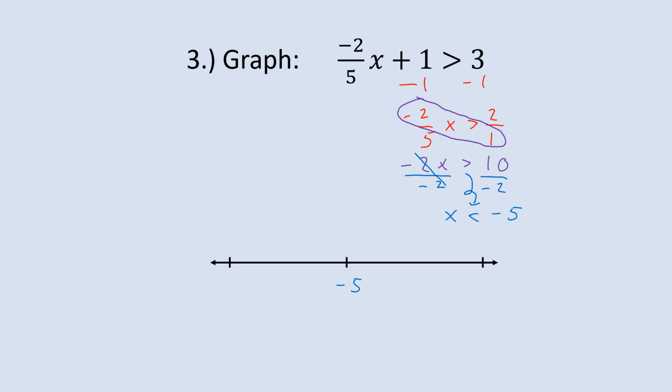So negative 5 is in the middle, the integer on the left is negative 6 since it's smaller, negative 4 on the right. We want an empty circle, and it's pointing that way. So shade to the left. If we were to test this and plug in a number, for example negative 6, we'll see that when plugged in, this side is going to be greater than 3.